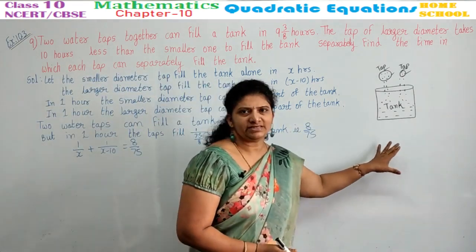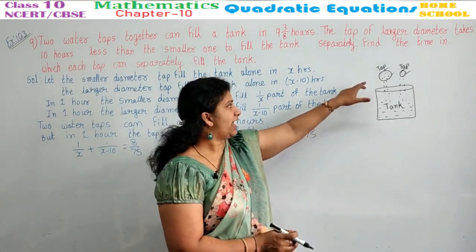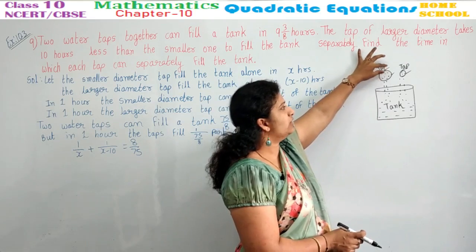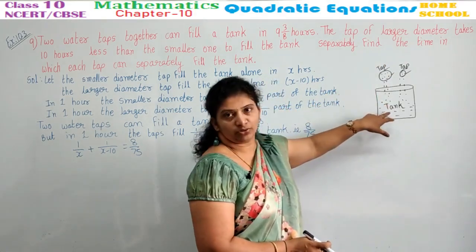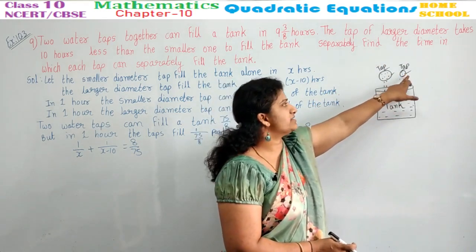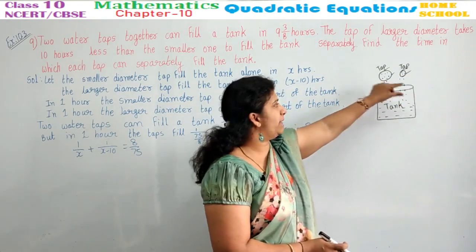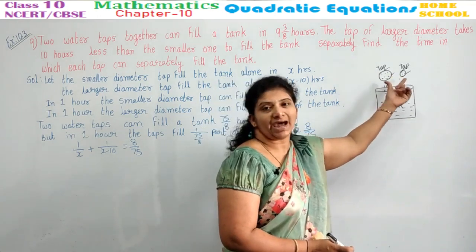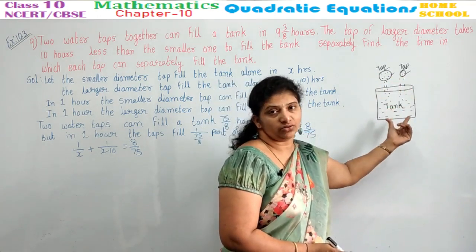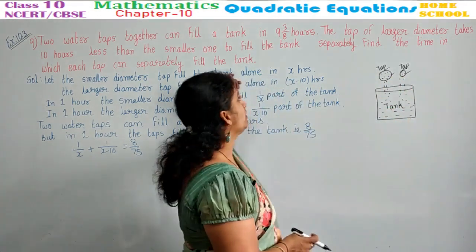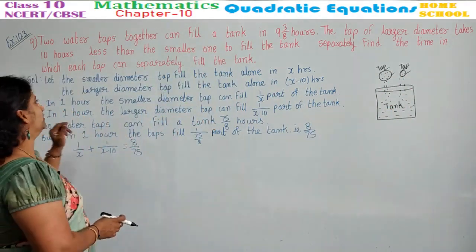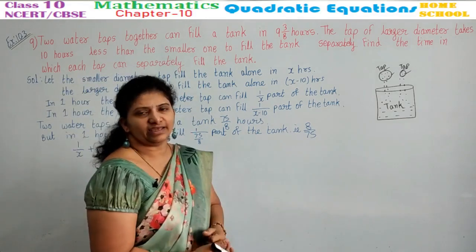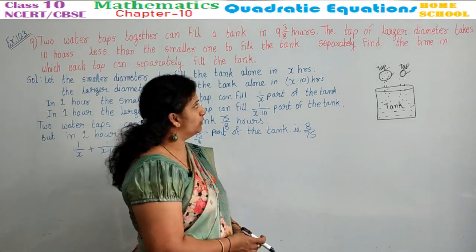Look here, let us imagine a tank first and two water taps. Just try to imagine this is a water which is coming out to the tank, and this is a small diameter tap and a larger diameter tap. From two taps, water is filled to the tank. Let us see once again. Two water taps together can fill a tank in 3/8 hours.